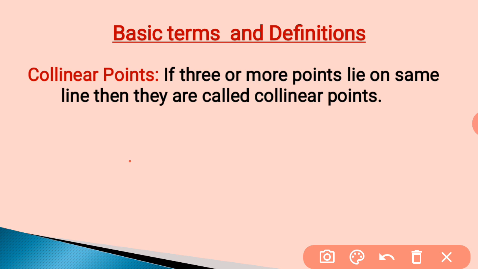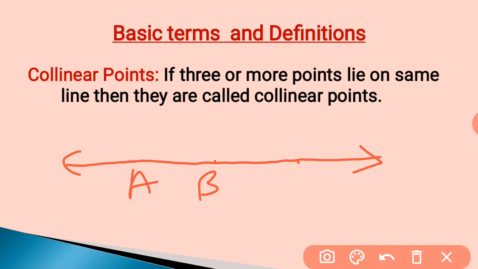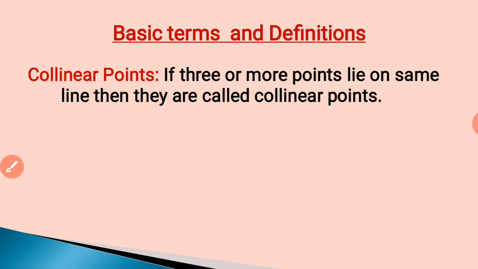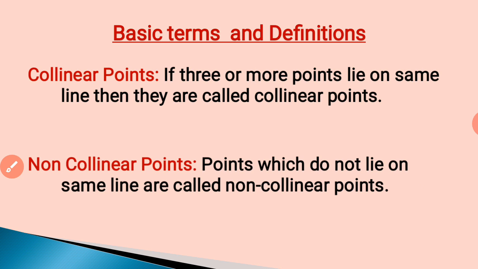So, if I take these 3 points, yes, there will be a line which passes through all these 3 points A, B and C. Such points, it may be 3 or more, minimum 3 and more points are also possible. These 3 points, that is A, B and C, are together known as collinear points.